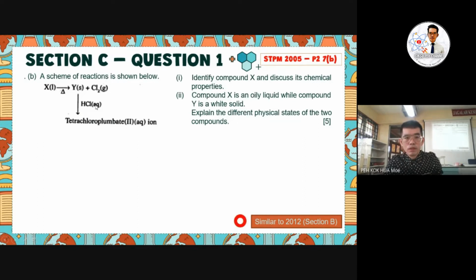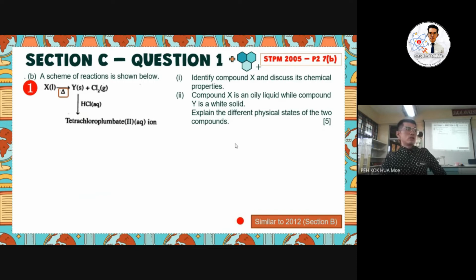And here we have another equation. Y with hydrochloric acid becomes tetrachloro ion. The question asks you to identify what X is, and then discuss the chemical properties. Second, compound X is an oily liquid while compound Y is a white solid. Explain the different physical states of the two compounds.